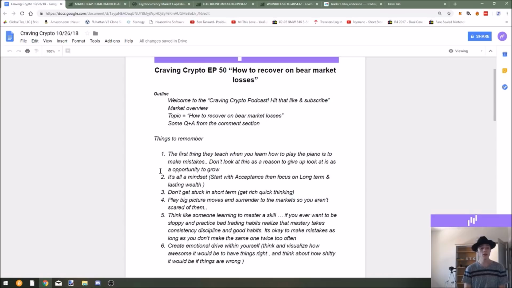So number 2 is it's all a mindset, and you just really have to accept the fact that this is the way things are. You can't make the world have only bull markets. That's not the way that the world works. There's expansive, contractive processes. This is found in nature, the way that things expand, the way that energy is transferred back and forth. It's a fundamental law of the universe. So you have to accept that, and then just focus on making and creating that long-term, that lasting wealth. Don't be stuck on the short term.